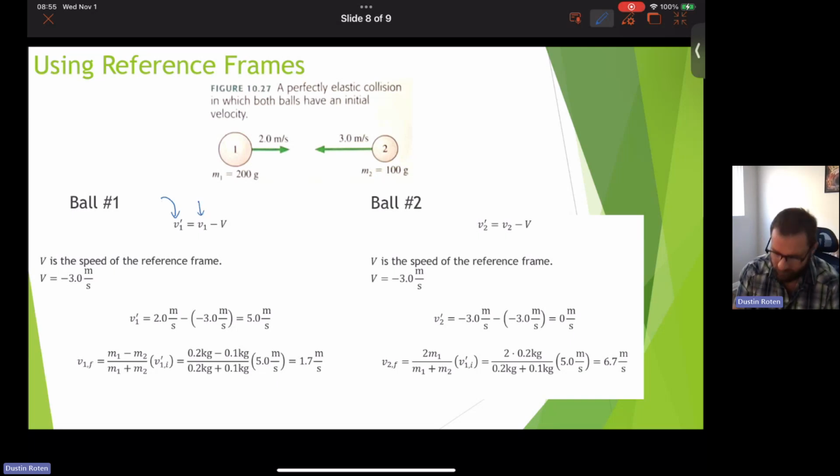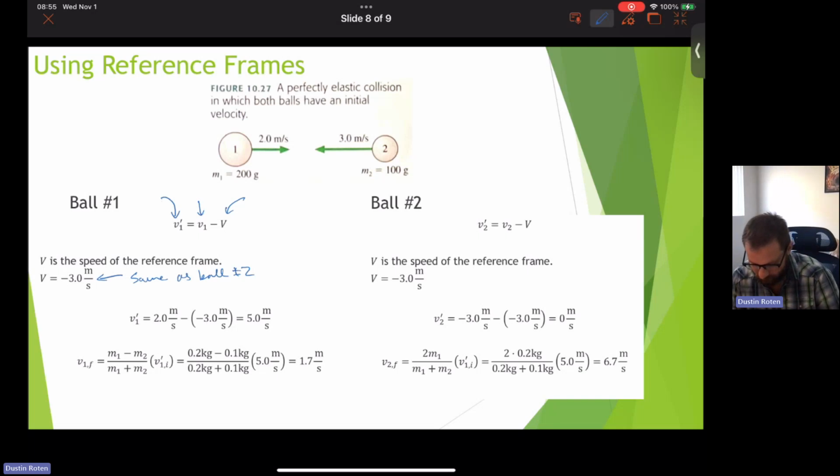So remember, that's our lab frame. And then we have the relative frame that we're being transformed to. Okay, so we know that the speed of the reference frame is negative 3 meters per second, because that's the same as ball 2. Okay, so let's just plug and chug.